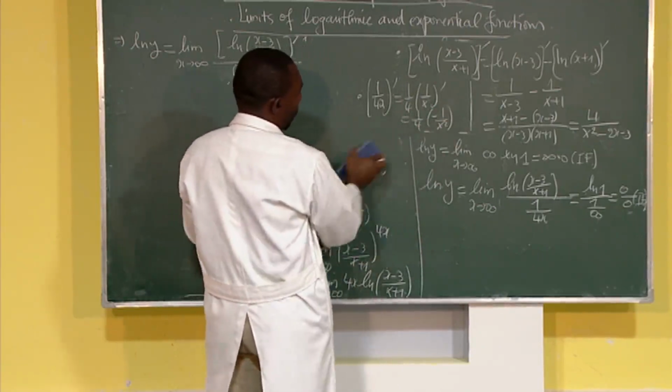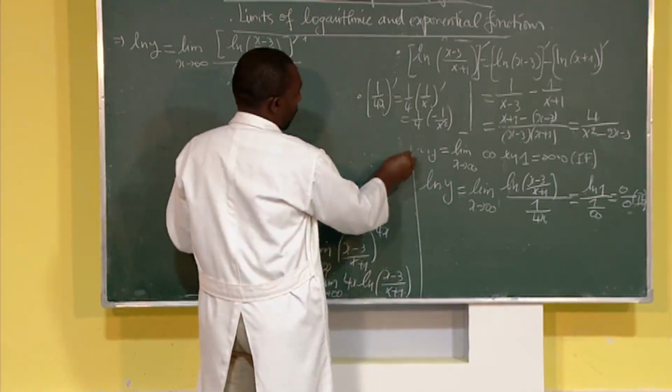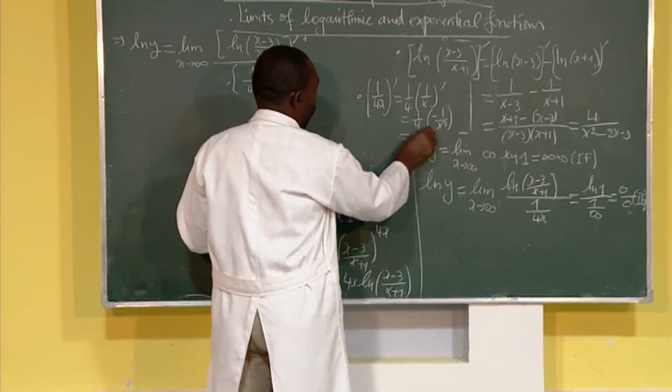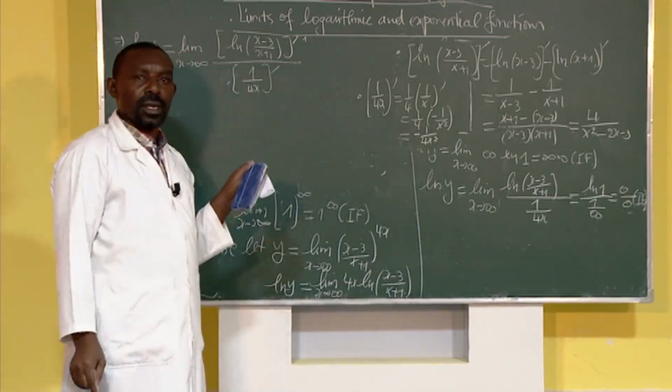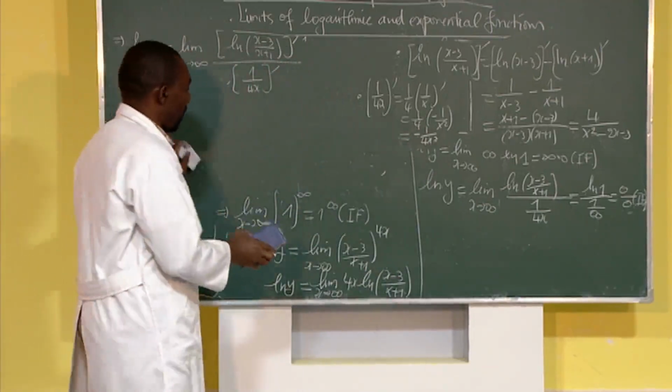It means we have minus 1 over 4x squared. Are we together? Thank you very much.